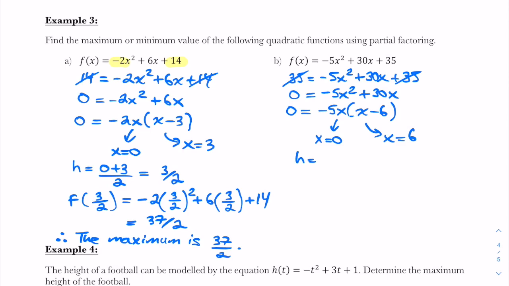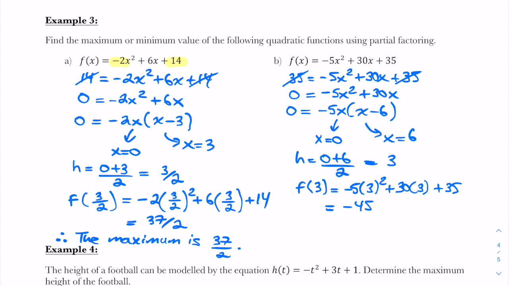Our h value is just the midpoint of the two. This one will work out to 3. And finally, to get the k value, substitute 3 into the original equation. This simplifies to negative 45 plus 90 plus 35. After adding up all of your like terms, you're going to get a final simplified answer of positive 80.